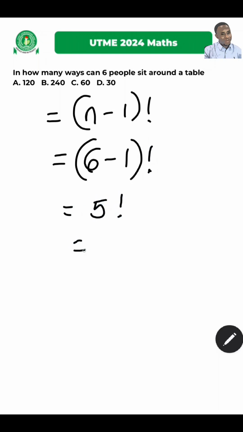factorial. What is 5 factorial? I'm sure you know that it is 5 times 4 times 3 times 2 times 1, and that is 120 ways. 120 ways, and that is option A.